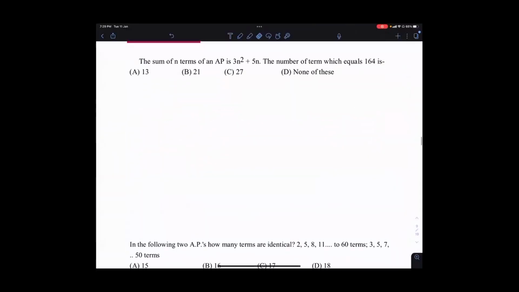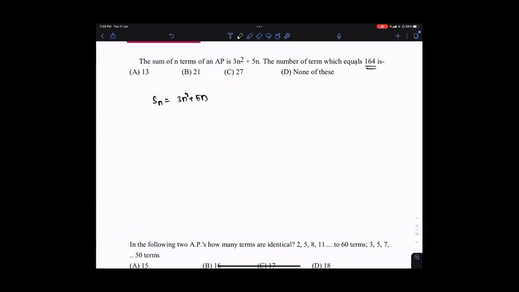Next. So first we are discussing AP. They have given the sum of first n terms of an AP, which is 3n square plus 5n. Now we have to find out which term is 164. That is what we need to find.